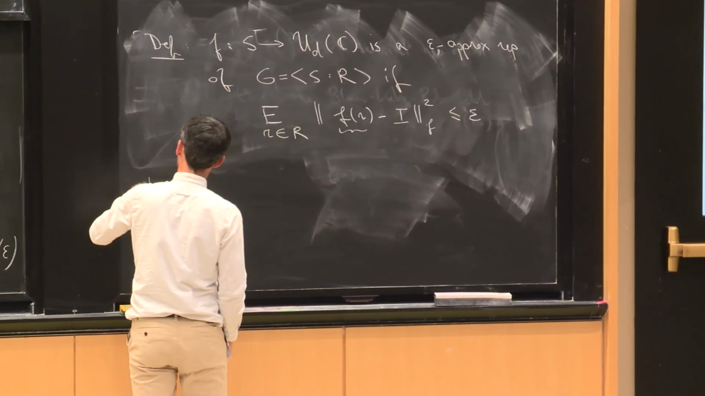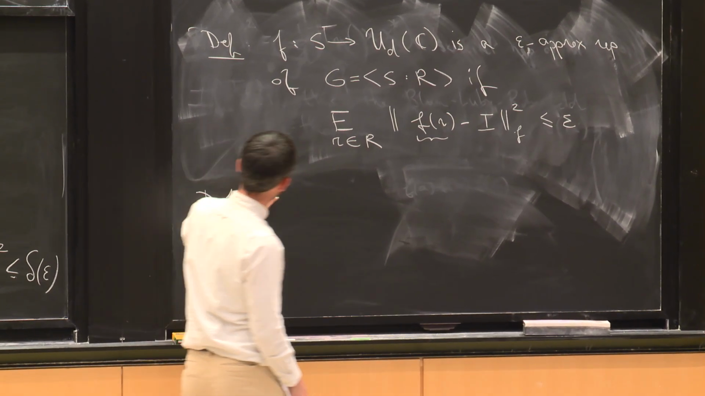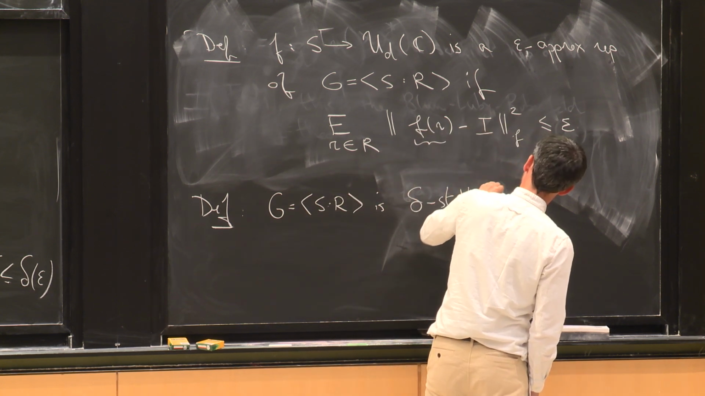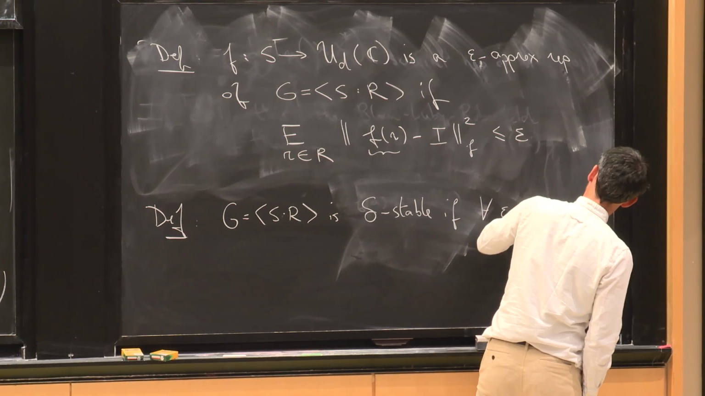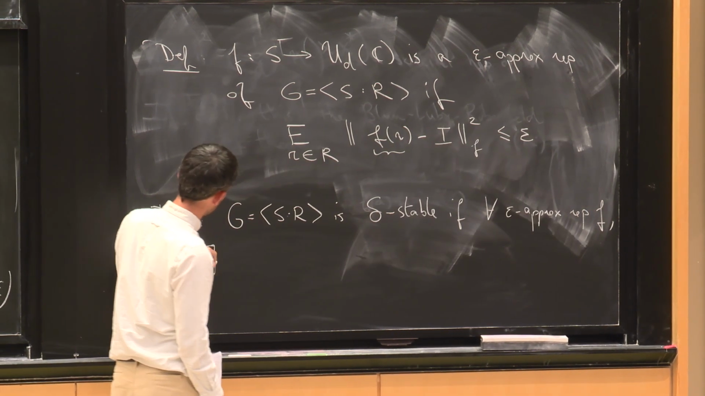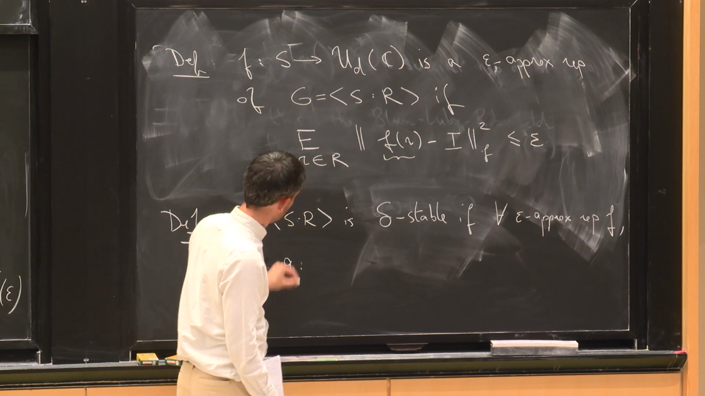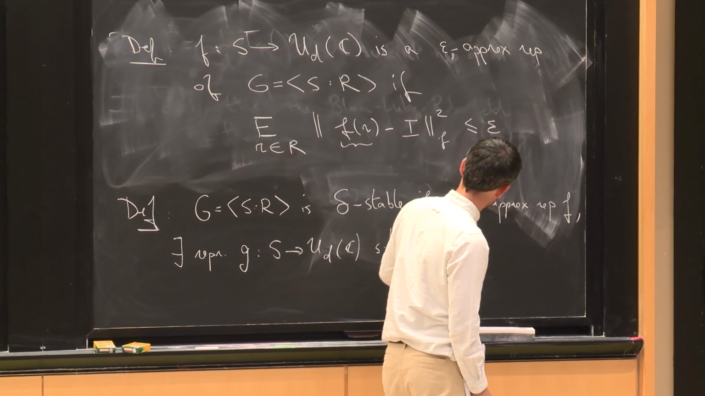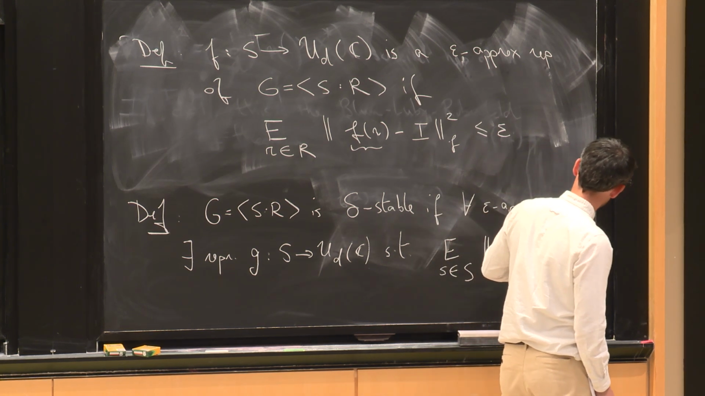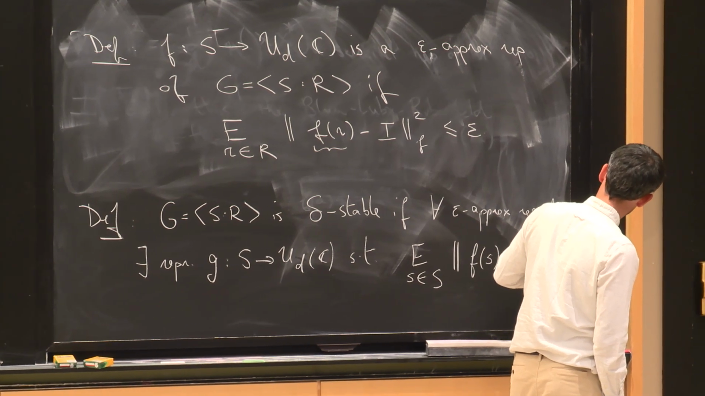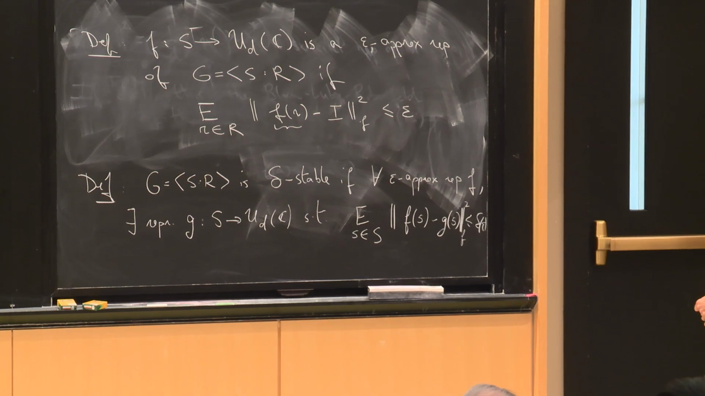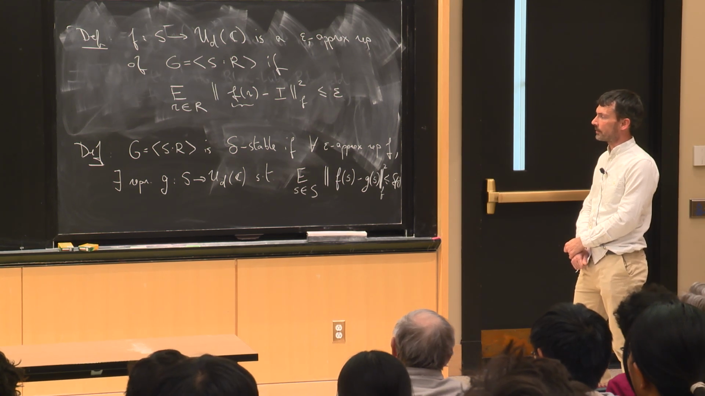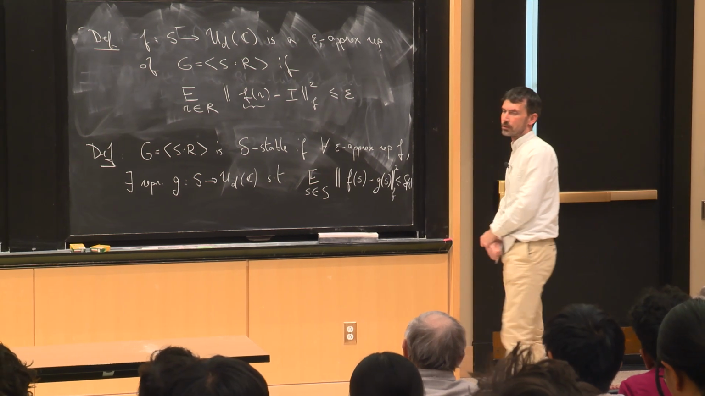And now another definition will be that the presentation G equals ⟨S|R⟩ is stable. So there will be a parameter delta, stable if for every epsilon-approximate representation f, there is a representation g, so an exact representation g that goes from the generators to matrices, such that the two of them are close. So I need again a distribution, this time a distribution on generators: f of s minus g of s is at most delta. So delta can depend on epsilon. For every epsilon, every approximate representation is such that close to it there is an exact representation, something that exactly satisfies the relations and on the generators is close to the approximate representation.